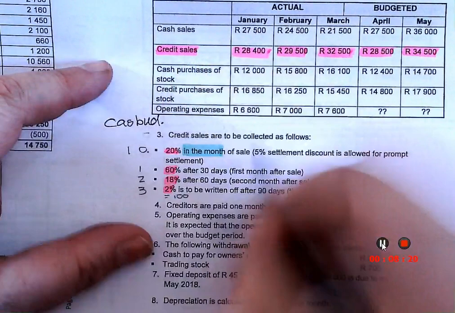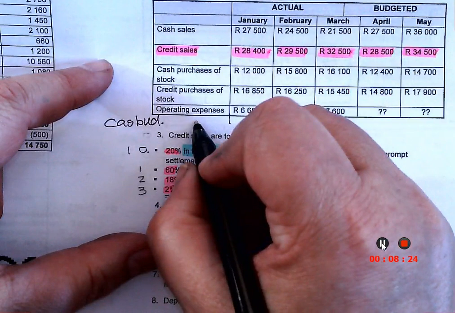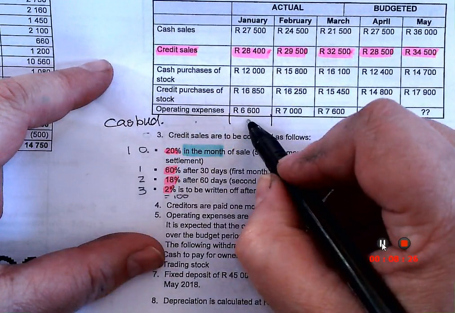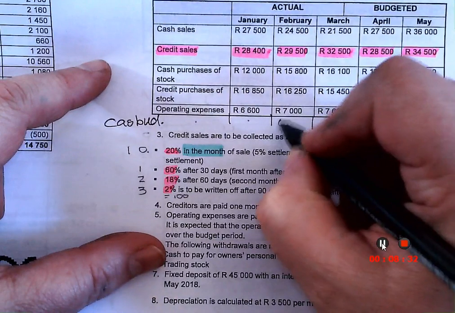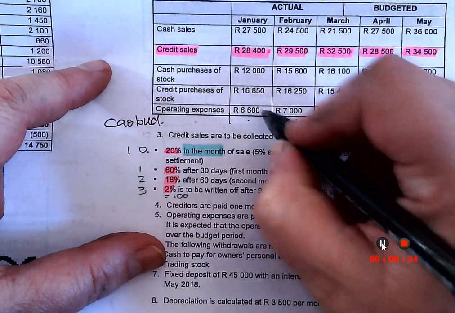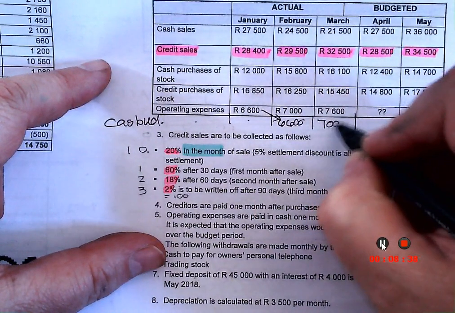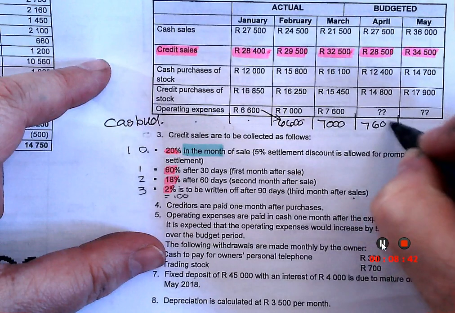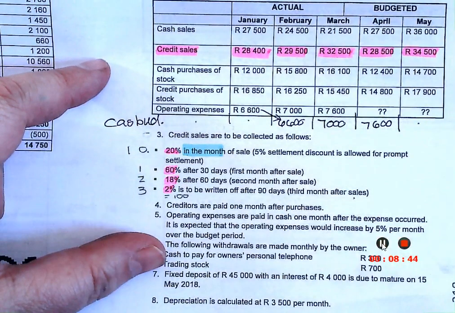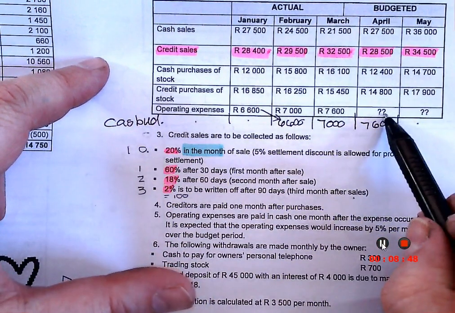it means I don't know what we did in December. So I can't budget for January. I don't have the info. But in February, I'm going to pay 6,600. Can you see? March, I'm going to pay 7, April, I'm going to pay 7,600. May, I'm going to pay, and they don't give me, it's a question mark.